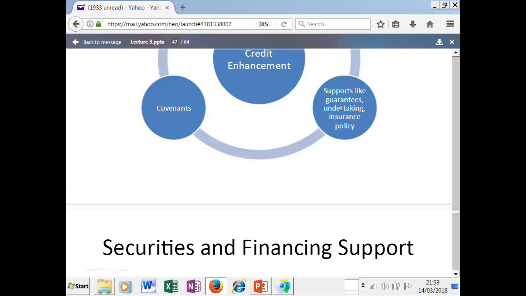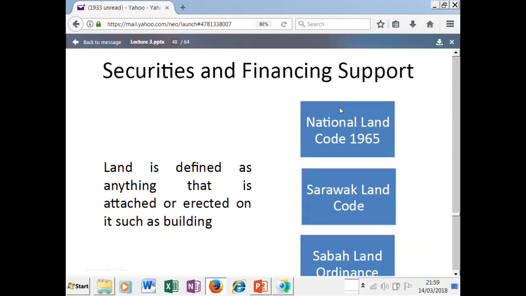Kan tak cukup, okey betul, okey dah campur wife pun tak cukup, okey boleh ada guarantor seorang. Kan? So cari guarantor seorang. Atau insurans polisi. Tak apalah kalau tak cukup juga, macam ni kan. Cik kita ambil insurans polisi. Kalau meninggal ke apa ke, kan? So boleh cover. And then securities and financing support.